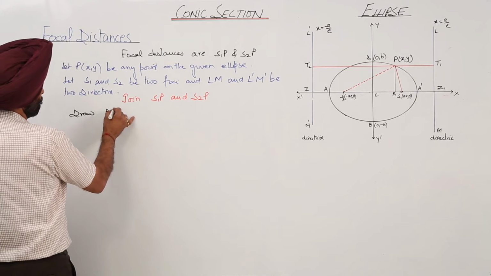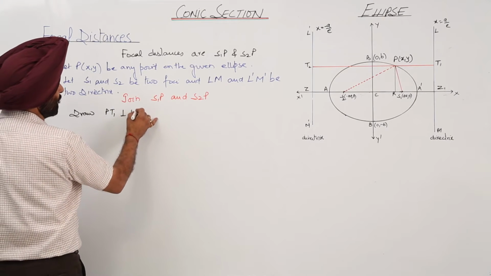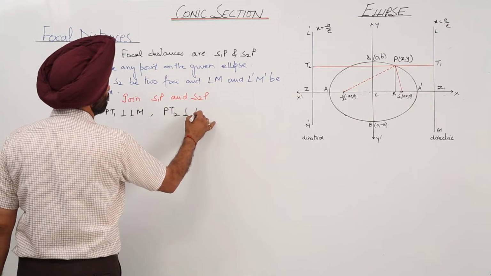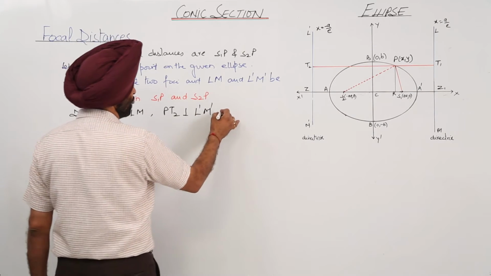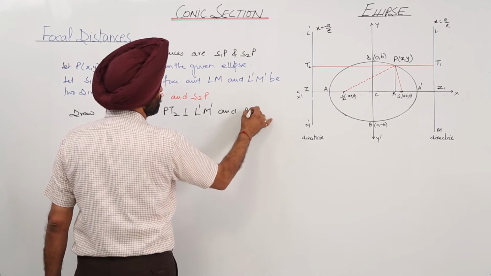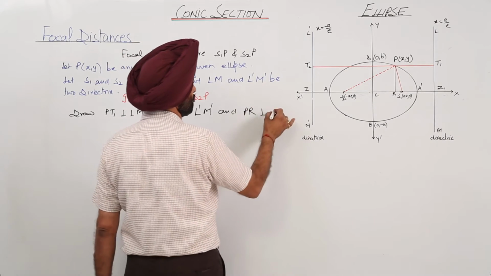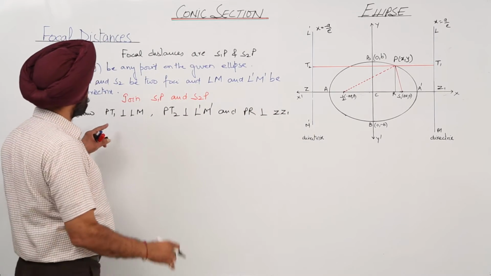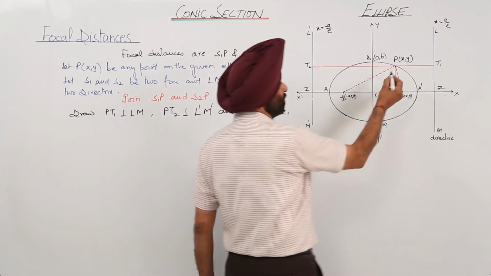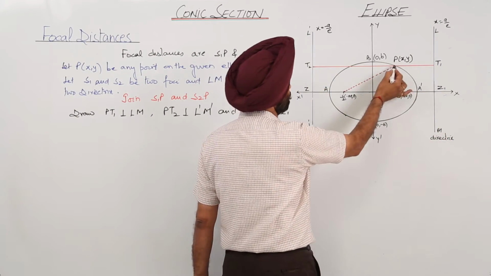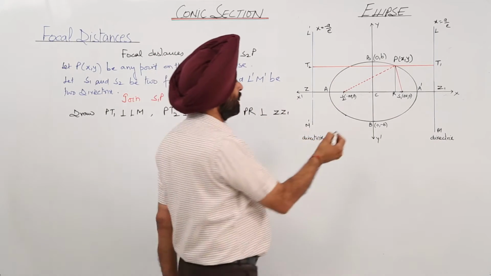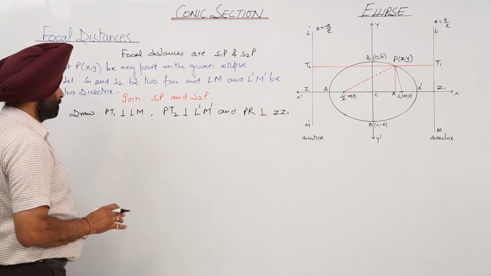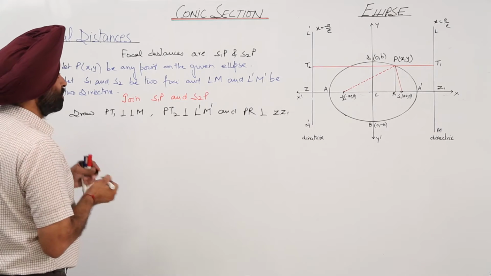Draw PT1 perpendicular on LM, PT2 perpendicular on L'M', and PR perpendicular on ZZ1. We have drawn three different things. First of all, PT1 perpendicular on one directrix, PT2 perpendicular on the second directrix, and PR, a perpendicular on the x-axis. Is it clear?